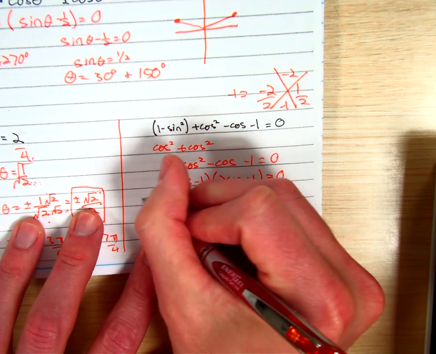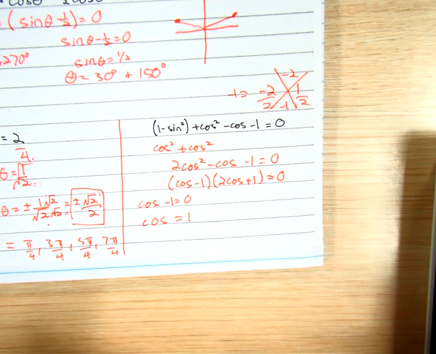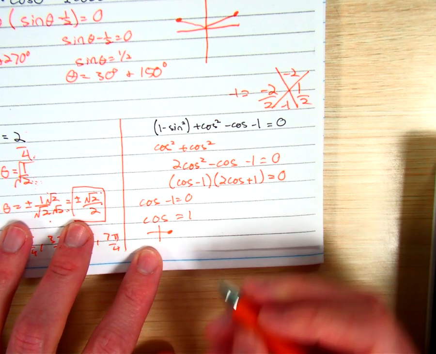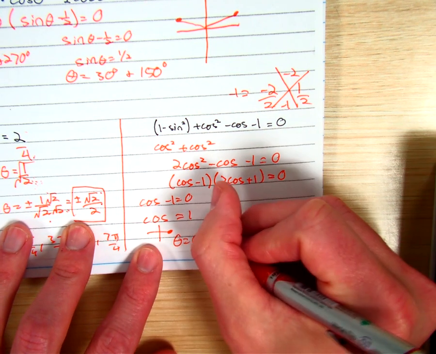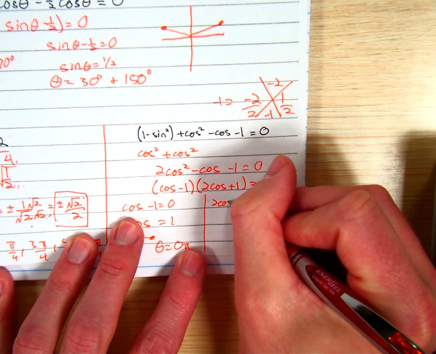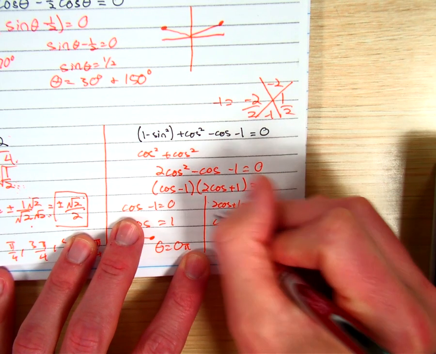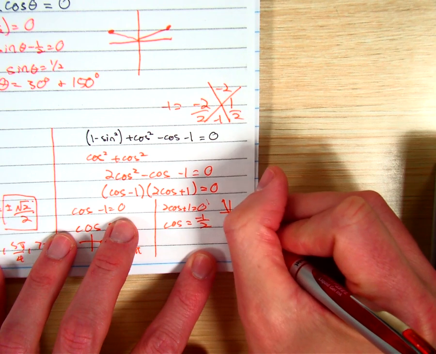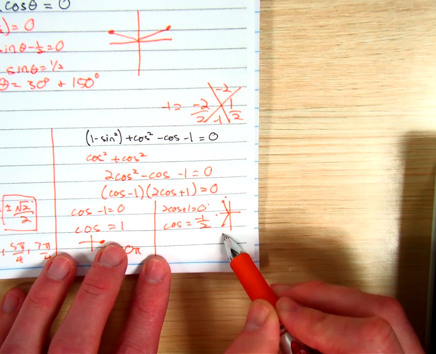Okay. Where does cosine minus 1 equal 0? Wherever cosine would have been 1. Cosine equals 1 at 0 or 2 pi. I'm going to go with 0. Okay, 2 cosine plus 1. It's going to be where we're looking for negative 1 divided by 2. So that's going to be there and there. That's going to be 2 pi over 3 and 4 pi over 3.